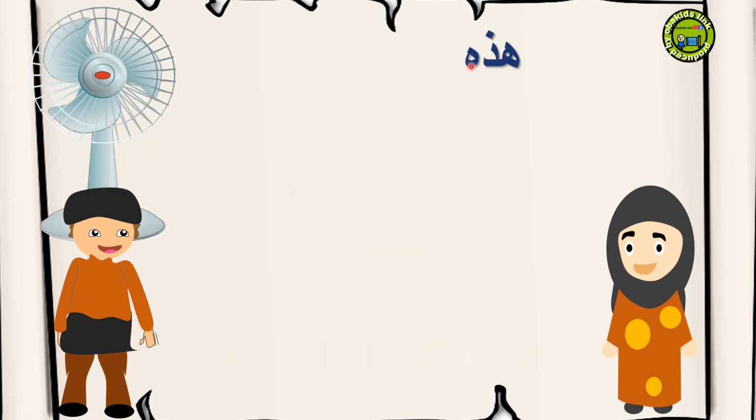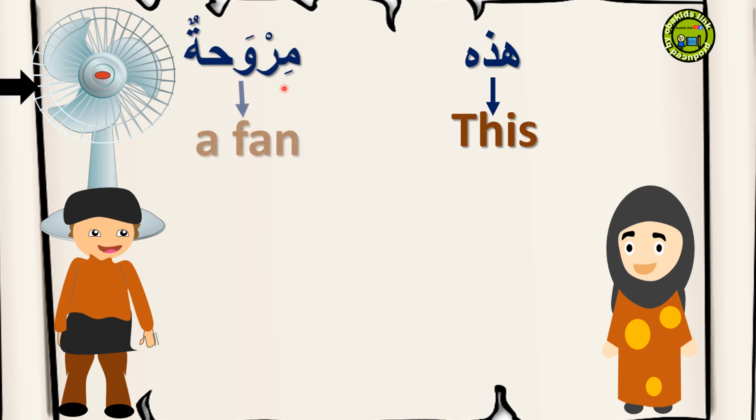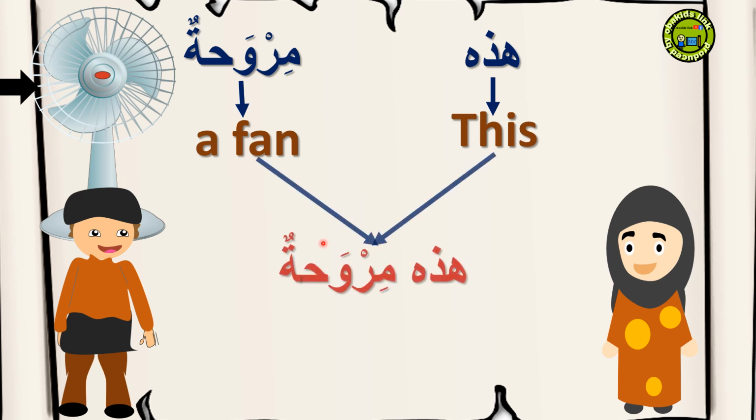This is hazihi. Hazihi means this. This is mirwahatun. Mirwahatun means a fan. Now if we join hazihi and mirwahatun together, it becomes hazihi mirwahatun. Say after me. Hazihi mirwahatun. Which means this is a fan.